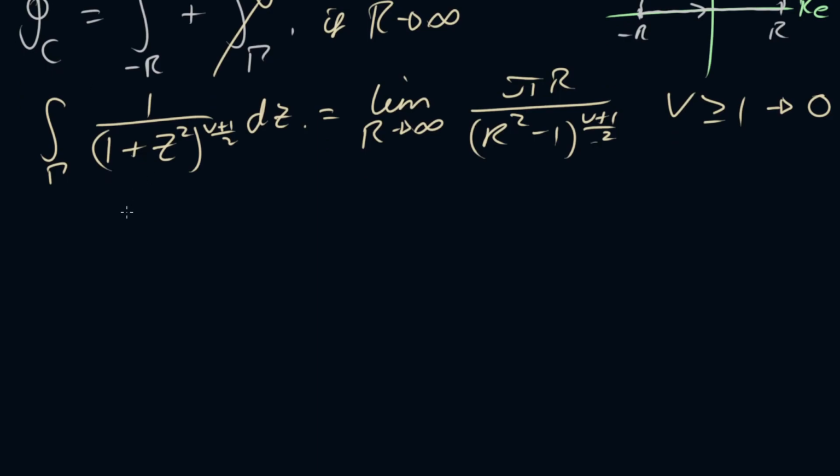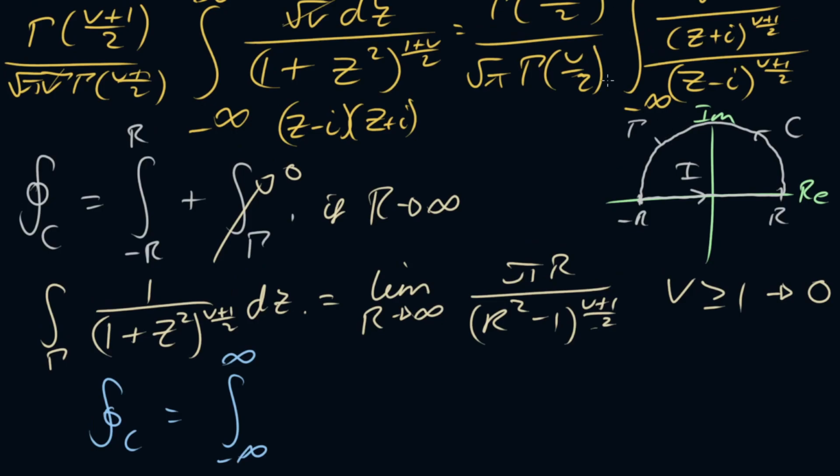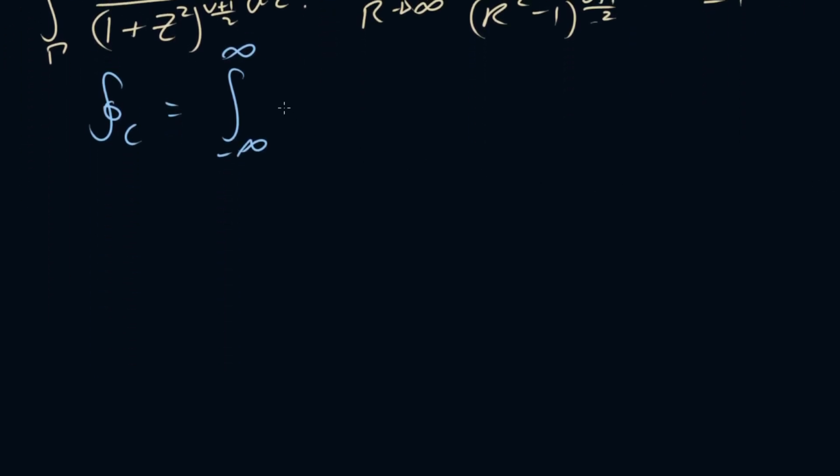So we've essentially just proven that the contour integral over C is exactly equal to the integral from negative infinity to infinity. So we can go back up and replace this integral sign with the contour integral sign.